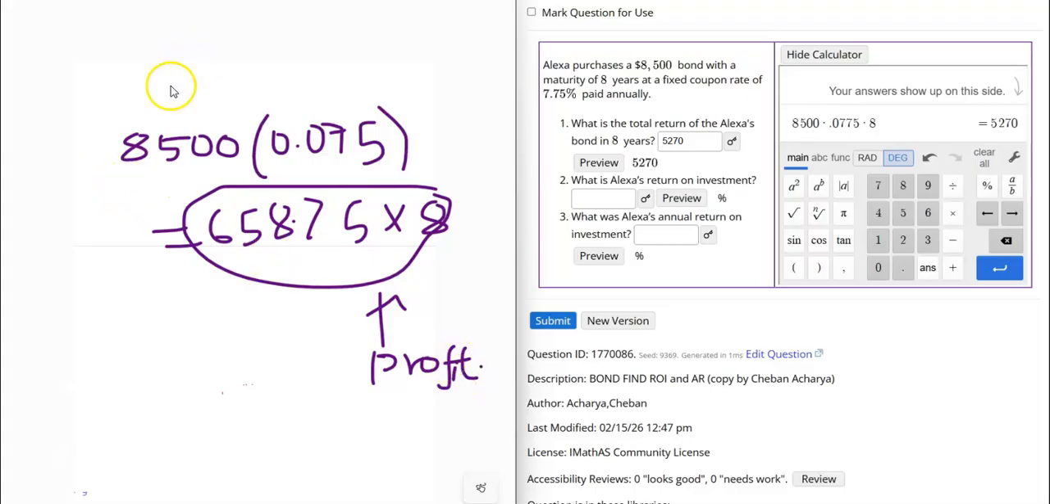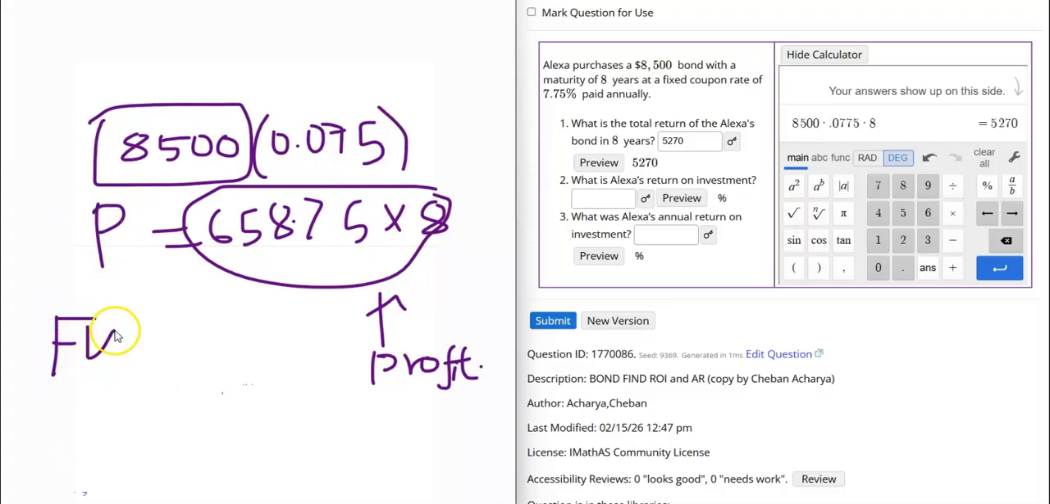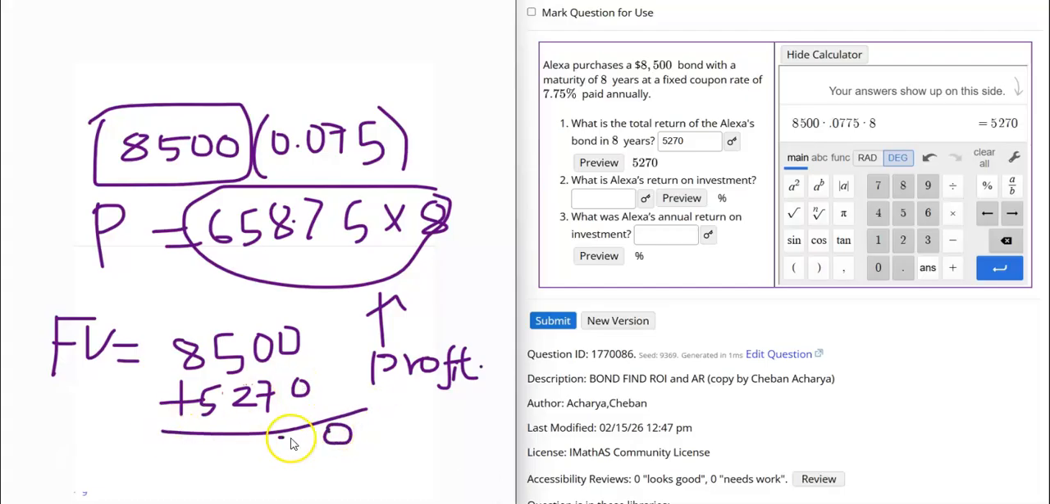So this number here, 8,500, is called the present value. We also call it P. And the future value is what you get when you add the profit to the present value. So future value is going to be the present value 8,500 plus the profit, 5270. That's the return. If you add them, you get 13,770. That's the future value. Again, future value is present value plus profit or return on the bond.